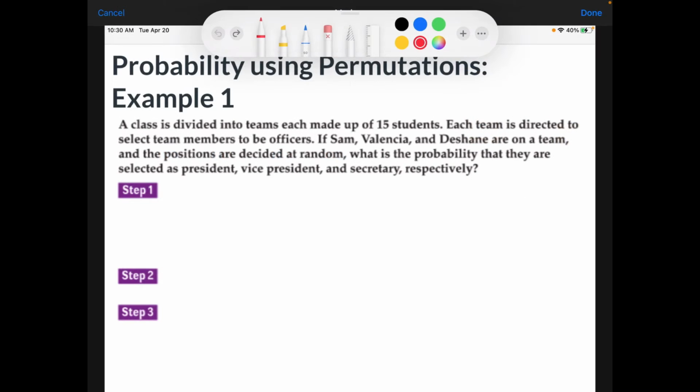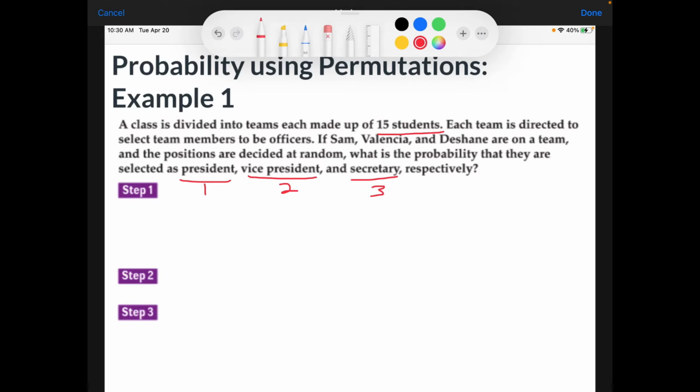All right. Okay, so it says a class is divided into teams, each made up of 15 students. Each team is directed to select team members to be officers. If Sam, Valencia, and Deshawn are on a team and the positions are decided at random, what is the probability that they are selected as president, that would be like first place, vice president, second place, and secretary, that would be like third place, right?